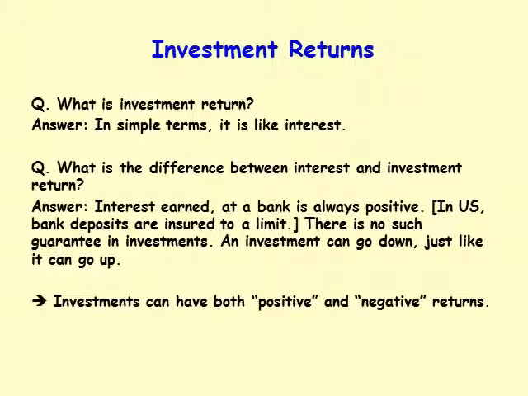Answer: interest earned at a bank is always positive. In the US, bank deposits are insured to a limit. There might be some exceptions in different countries, but here in the US, it's always positive, at least so far. There's no such guarantee in investments. An investment can go down just like it can go up. In some parts of the world, an investment might be just like lending money at interest. So in that case, it would be always positive.